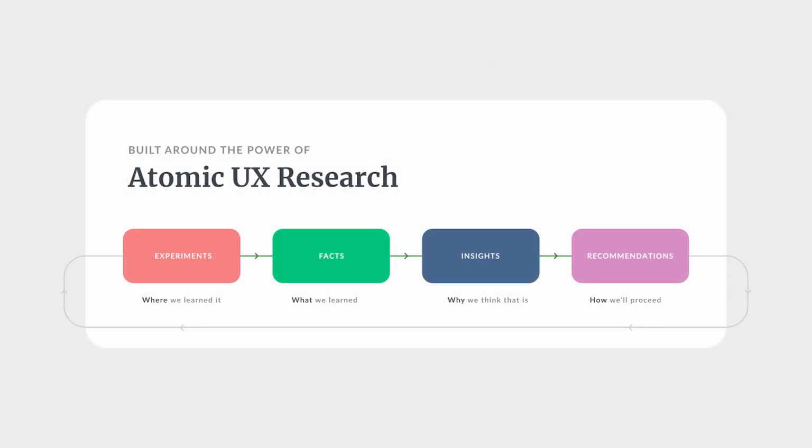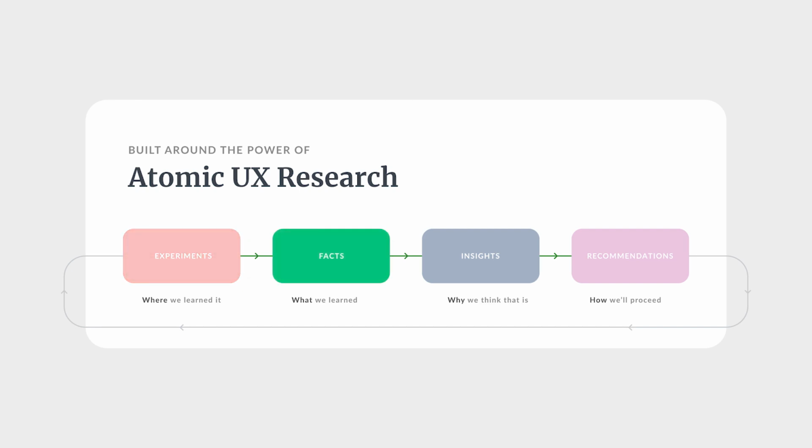Gleanly is built around the concept of atomic research. This simple but powerful process breaks down knowledge into four main elements. Experiments. This is what we did to discover the knowledge. It may not be as formal as an experiment. Perhaps it's data gleaned from Google Analytics or pulled from social media. But experiments are the source for your facts.